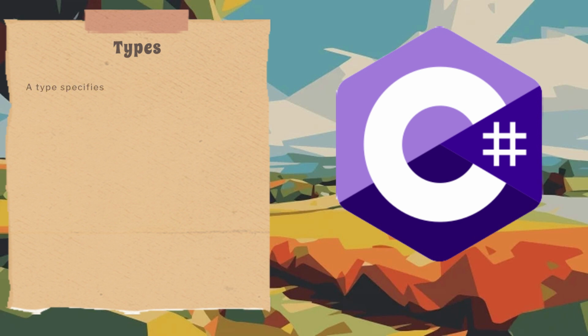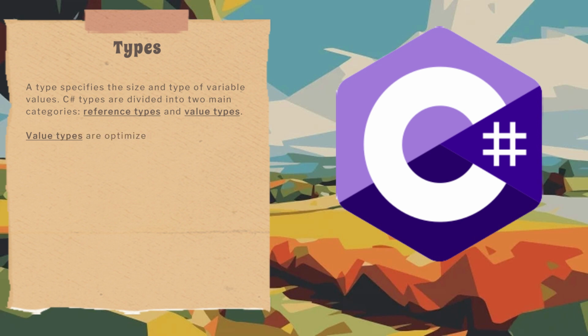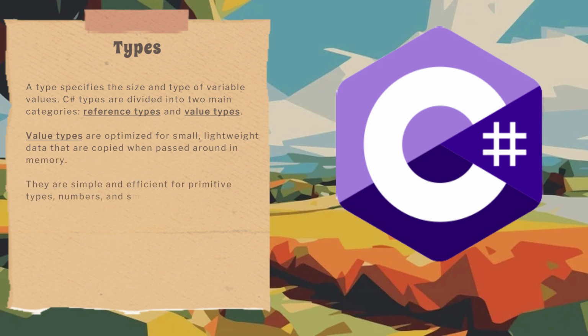A type specifies the size and type of variable values. C# types are divided into two main categories: reference types and value types. Value types are optimized for small, lightweight data that are copied when passed around in memory. They are simple and efficient for primitive types, numbers, and small custom types like struct.